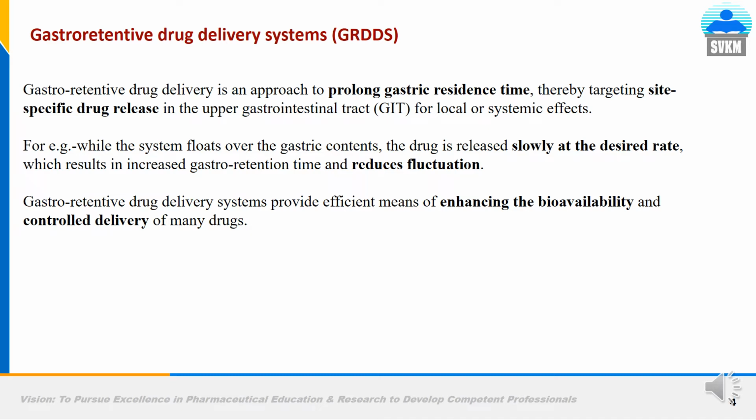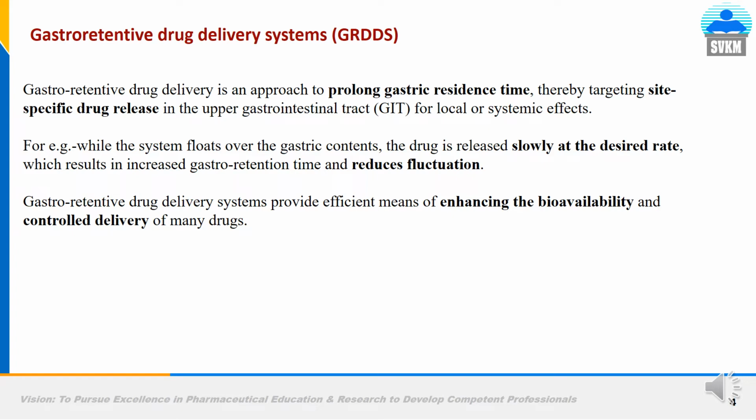In the other case, when the drug is more soluble, more absorbable in the acidic environment or in the stomach condition, that time also you can prefer GRDDS formulation. For example, while the system floats over the gastric content, the drug is released slowly at the desired rate. Means, example, if I am preparing a floating drug delivery system, what will happen? The formulation will float in the GI fluid and it will release the drug slowly and the drug will stay for a prolonged period of time. What will happen? Retention time will increase and the fluctuation will decrease.